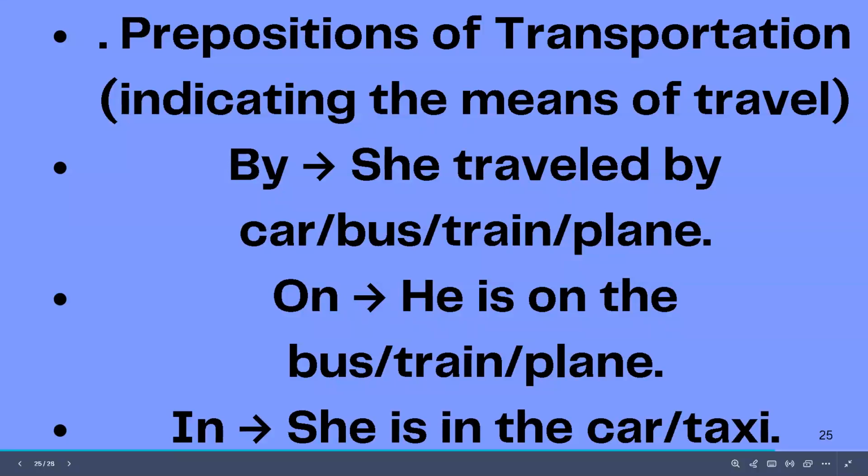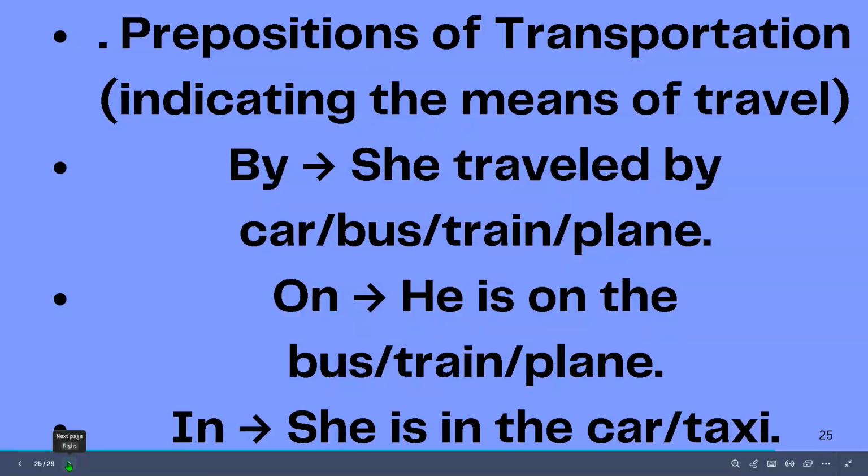On, he is on the bus, train, plane. Okay. If you want to tell how a particular person came, you will say on the bus, train, plane. Okay. Sometimes the name of the lesson also will be given like this: a girl on the train. So that tells how the girl is traveling. Okay. In, she is in the car, taxi. We use in where it shows inside.